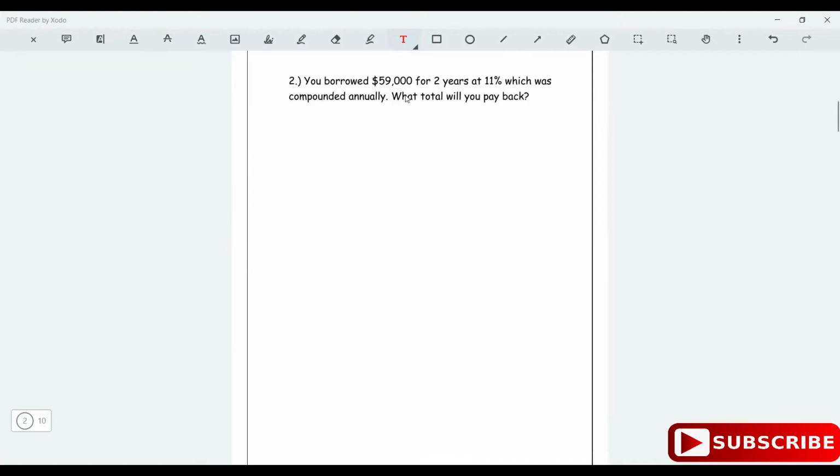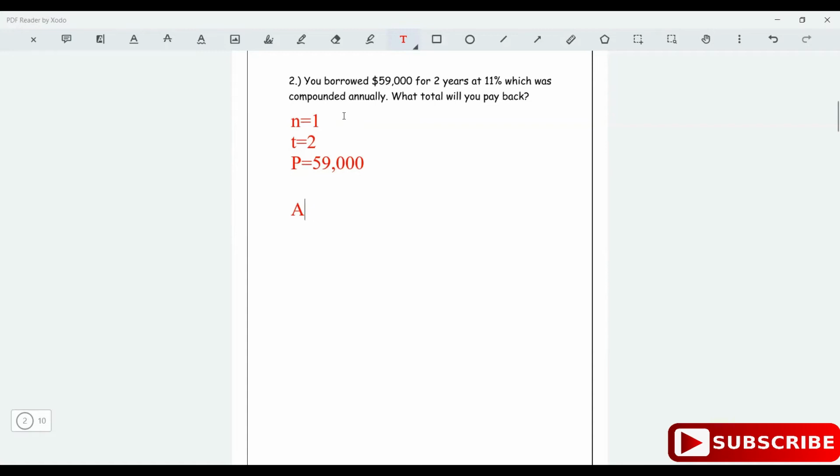You borrowed 59,000 for 2 years at 11%, which was compounded annually. So compounded annually is telling you that n equals 1. The time t equals 2. How much did you borrow, principal? $59,000. That's a lot of money to borrow. All right, so we have n, we have t, we have p. So now recalling the formula, the amount is equal to the principal times 1 plus r over n.